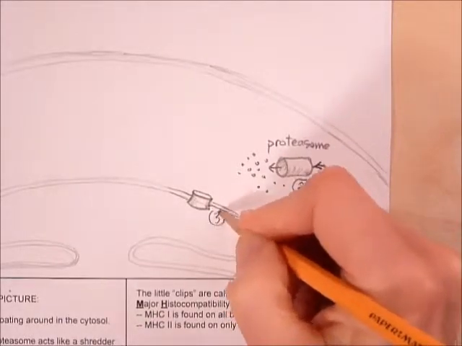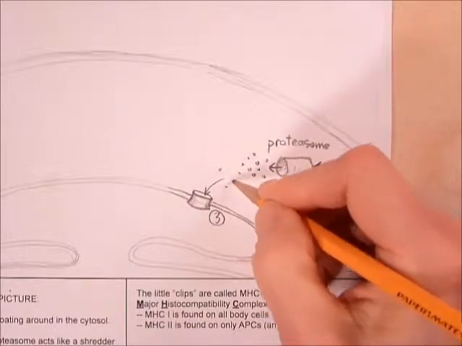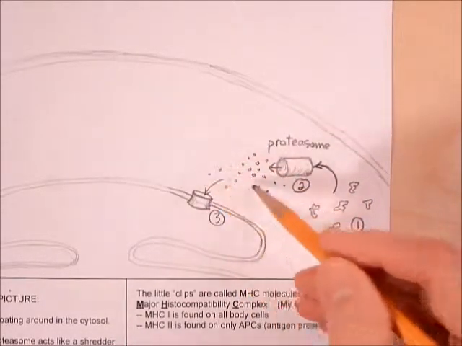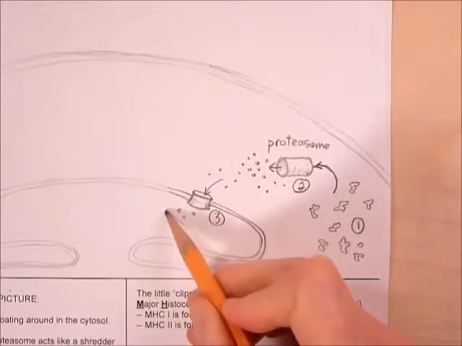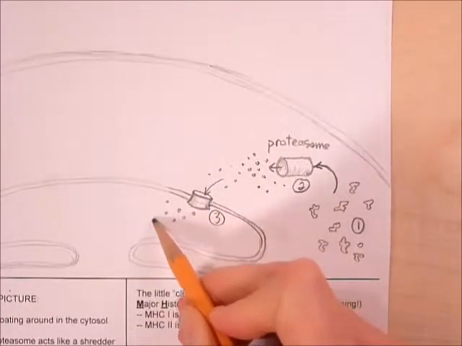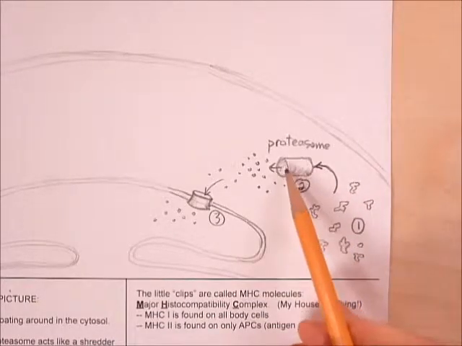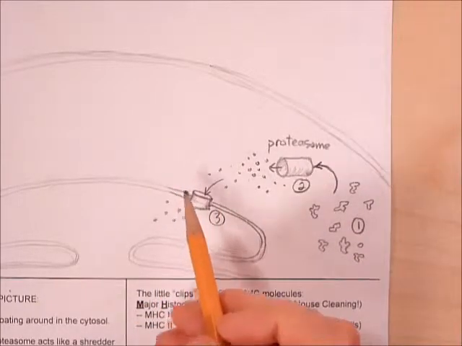Number 3. The little pieces, some of them float in. They don't know to come over. It's just that some of them will happen to be near there, and they'll get sucked in and pushed into the ER. Okay, so we don't have anybody lost yet, right? There are little big pieces of protein floating around. They get chopped up by the little shredder into little pieces, and they go into the endoplasmic reticulum.